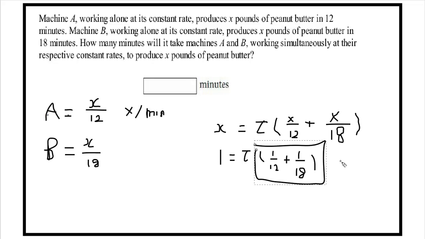I will do this again one more time. I will open two brackets now to avoid confusion: 1 over 12, and the other value will be 1 over 18, and that's it. That's my precise value. The precise value will be 7.2 minutes, and that's how I solve it.